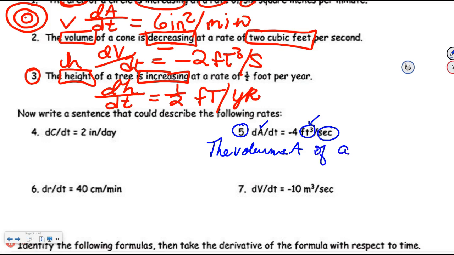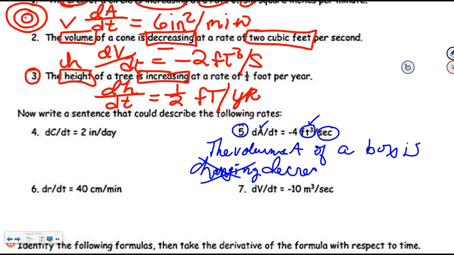of, let's say, a box, is changing at a rate of -4 feet per second, or if I want to say it is decreasing, I can absorb that negative with my word choice. So I either have to say it's changing at a rate of -4 or it's decreasing by 4 feet cubed per second. What I can't do though is say it's changing at a negative rate of 4 because that gives me a double negative.